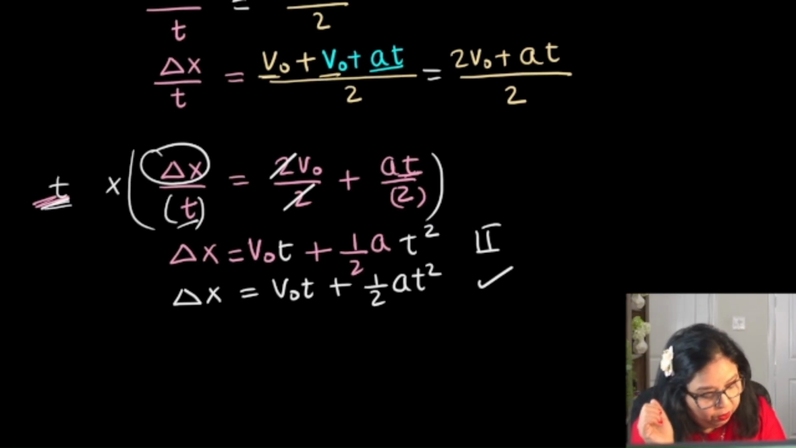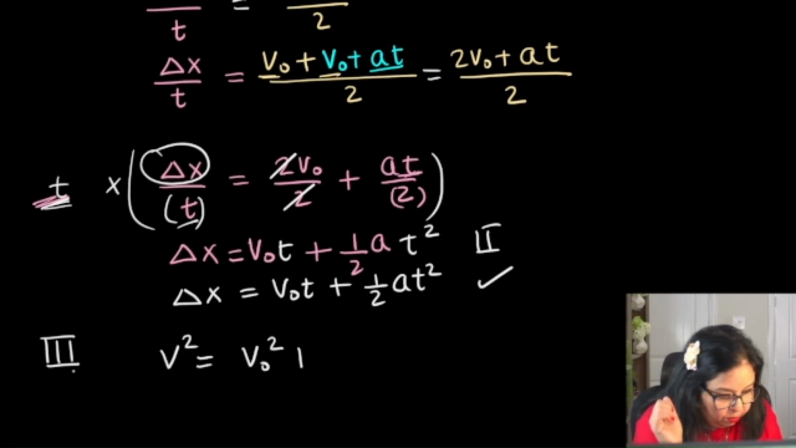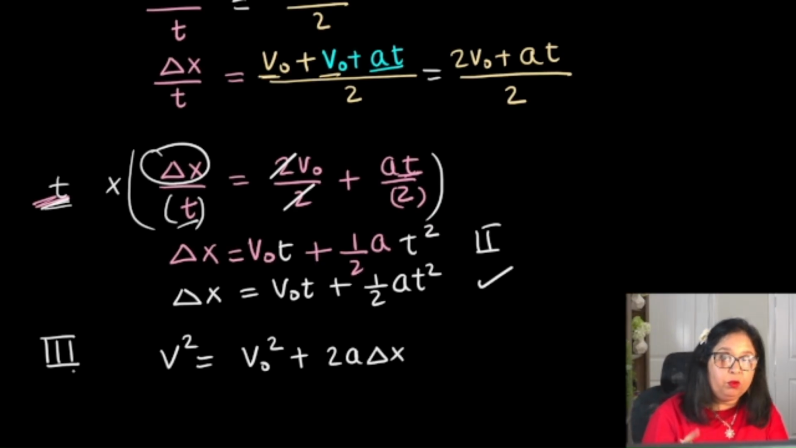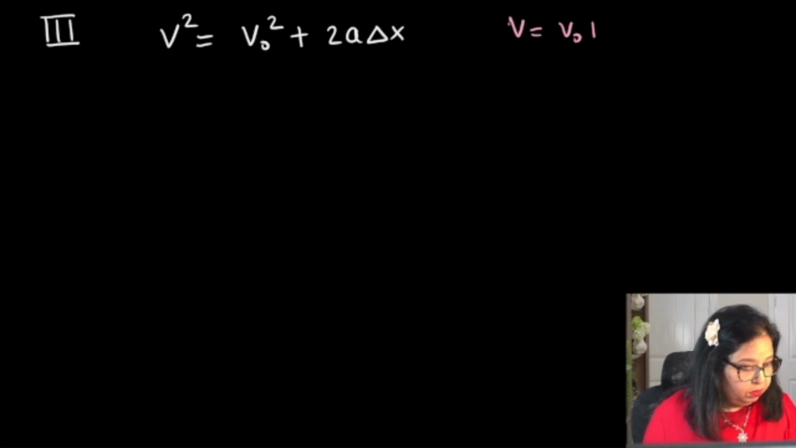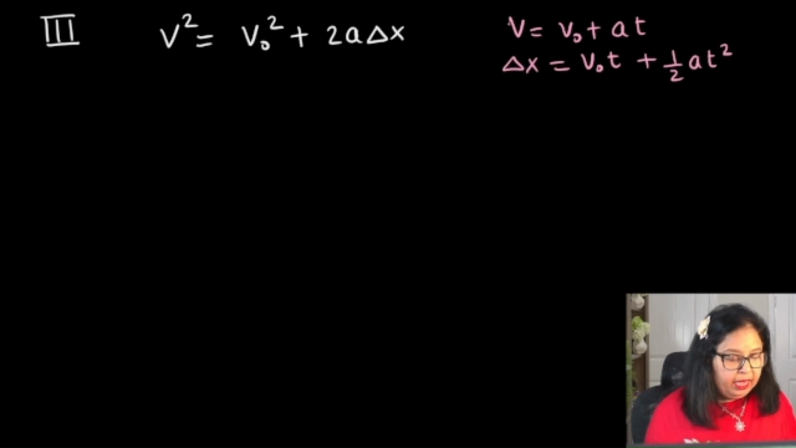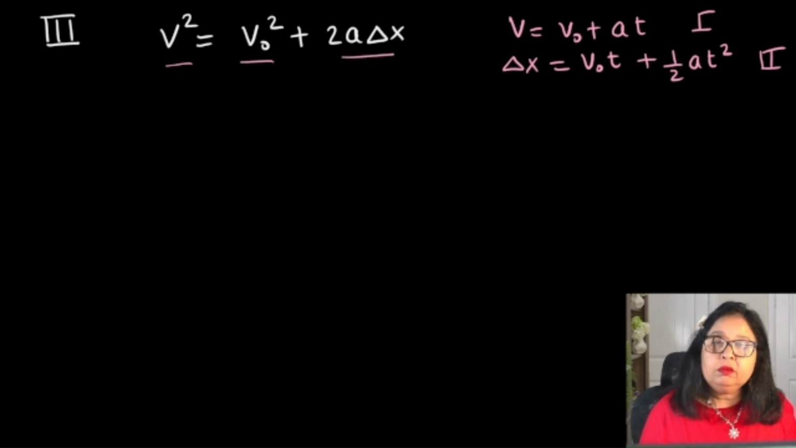Now what we're going to do is we're going to move on to equation number 3, which is v squared equals v naught squared plus 2a delta x. We want to derive this equation. How? Using algebra. Let's go ahead and write down our equation 1 and 2 just in case. And the second one was delta x equals v naught t plus 1/2 a t squared. Now look at equation 3. It has v, v naught, a and delta x. And equation 1 and 2 have all of these variables. In addition, they have t.